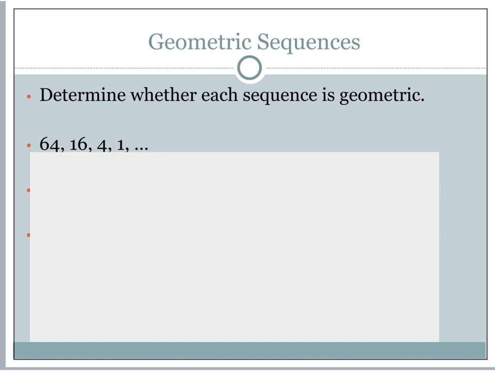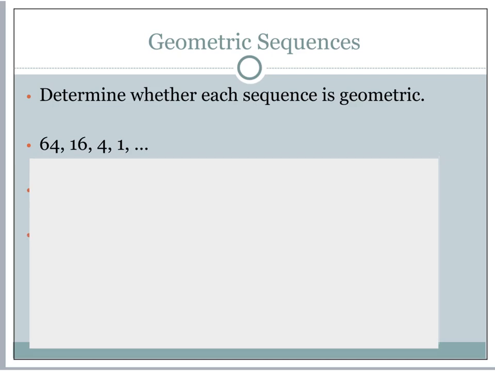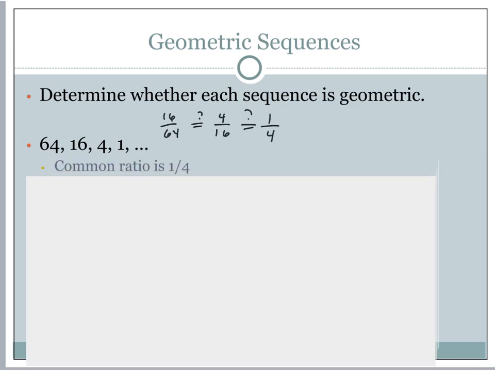In this example, we want to figure out whether each sequence is geometric. We have 64, 16, 4, and 1. Well, we can use that idea of subsequent terms. Is 16 over 64 equal to 4 over 16? And is that equal to 1/4? If we simplify each one of those, they all equal 1/4. So yes, this is geometric.